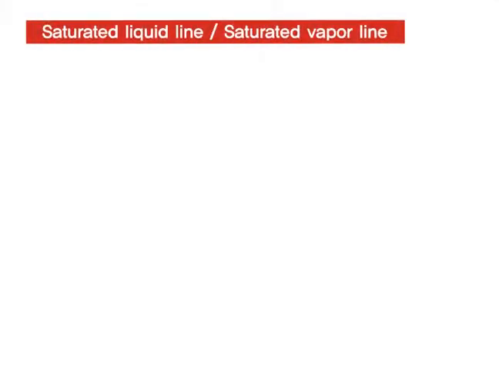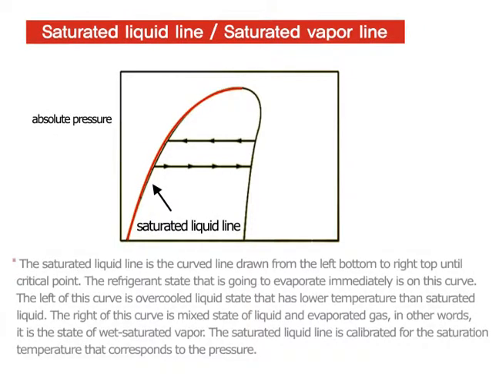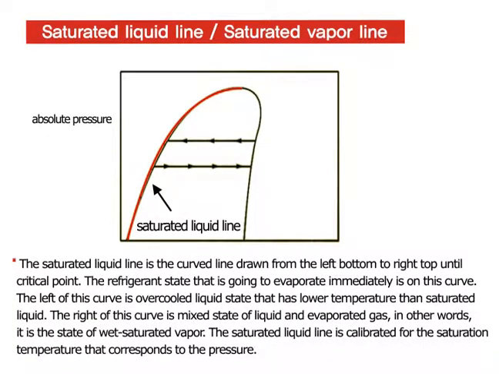Now I will explain about the saturated liquid line and saturated vapor line. The saturated liquid line is, as seen in the figure, the curved line drawn from the left bottom to right top until the critical point. The refrigerant state that is going to evaporate immediately is on this curve.